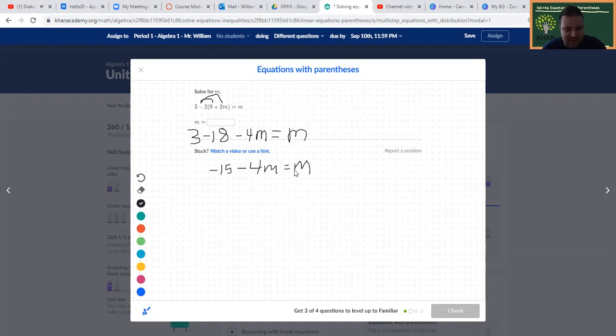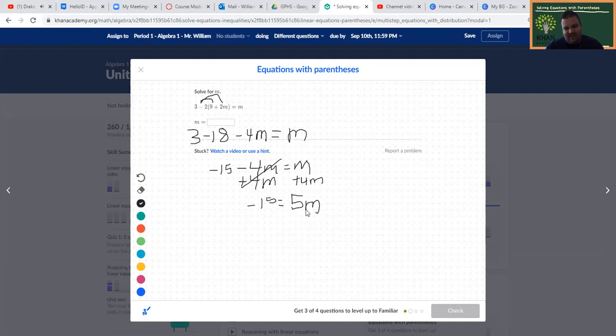Since I have the constant, the negative 15, on this side already by itself, the constant, the number that doesn't have any variables or letters next to it, I'm going to move the m to the other side of the equation. So I'm going to do the inverse operation. The inverse of negative 4m is to add 4m. Add 4m to both sides. Negative 15 equals m plus 4m. That's 1m plus 4m, that's 5m. So I have negative 15 equals 5m.